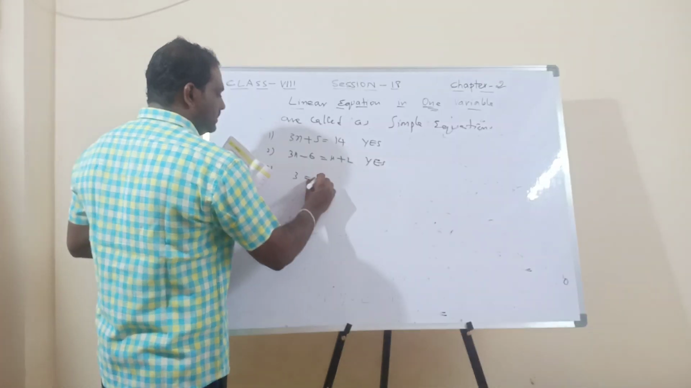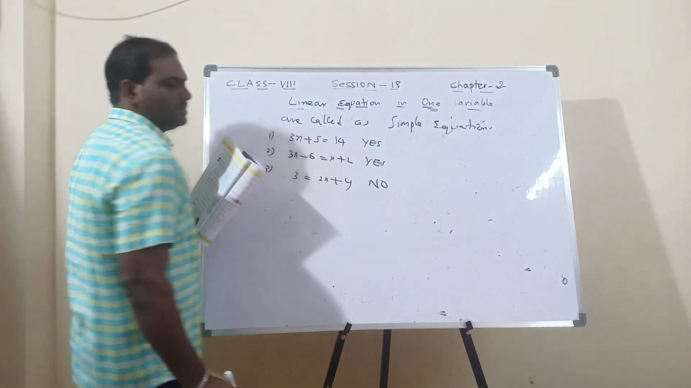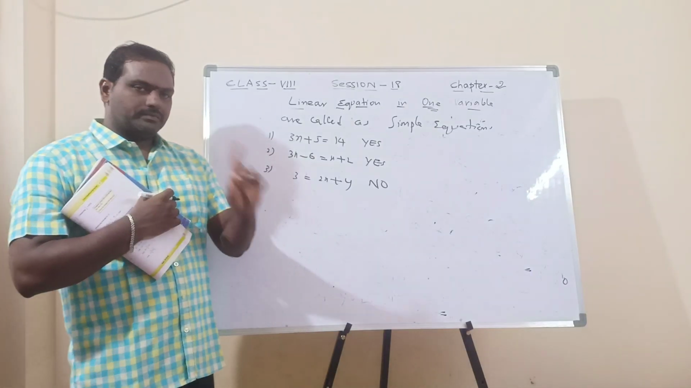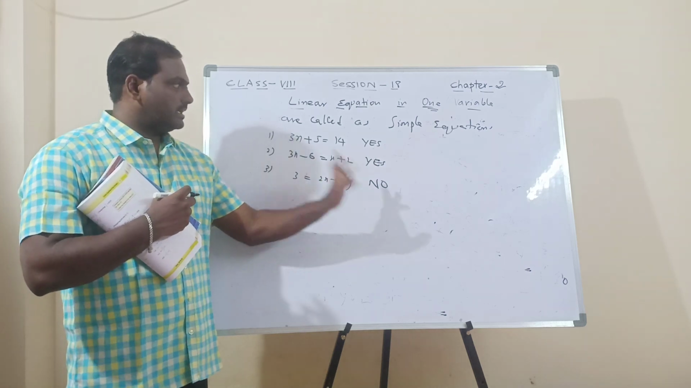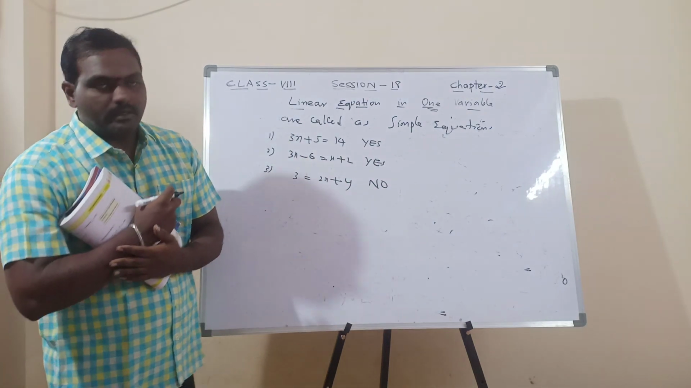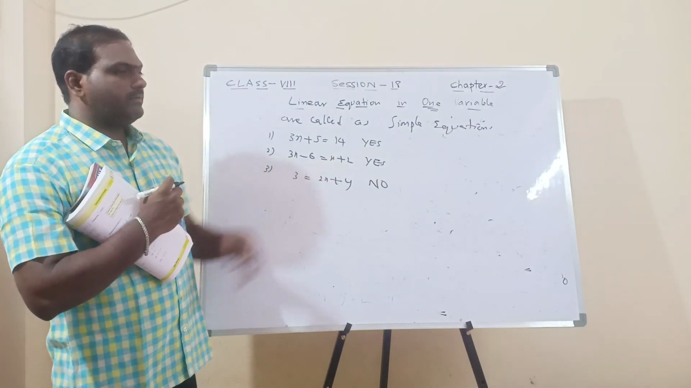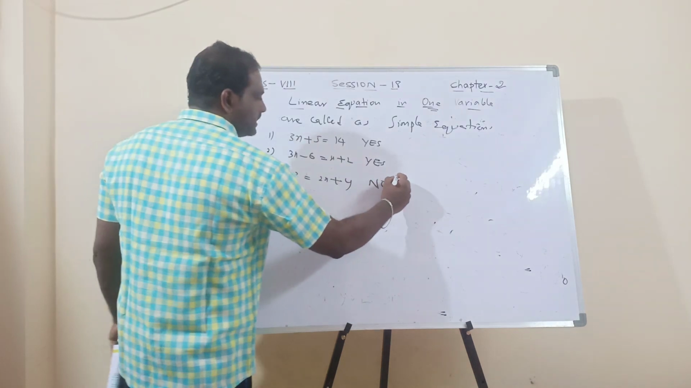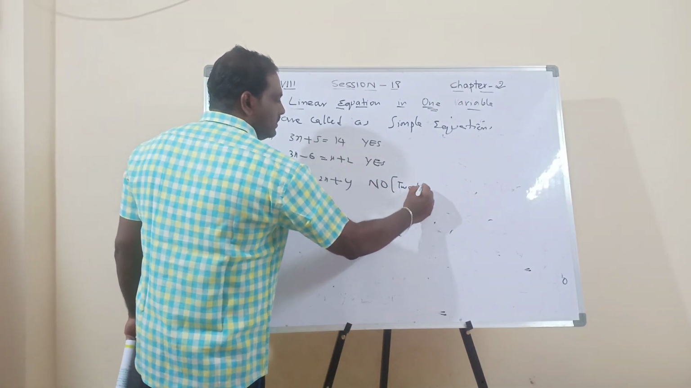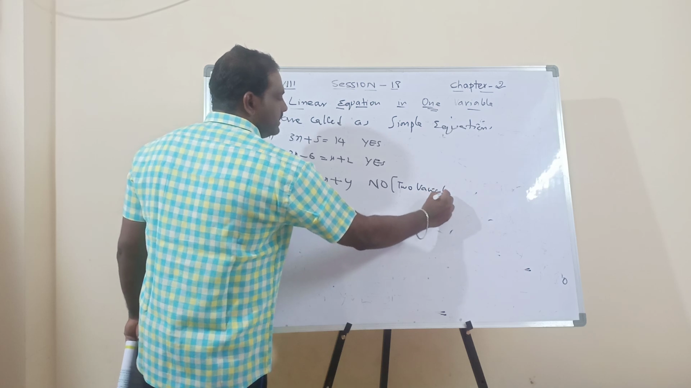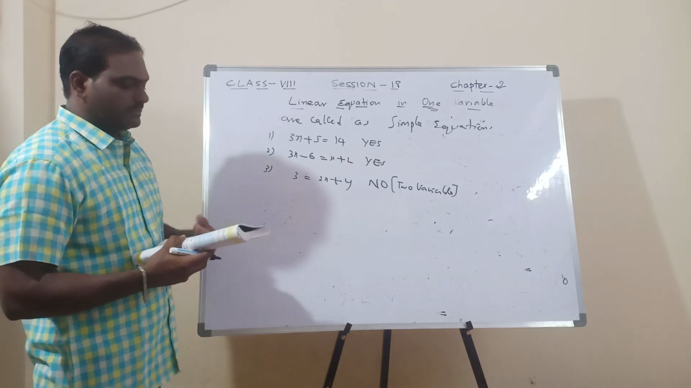3 is equal to 2x plus y. So no doubt, its answer is no. Of course its degree is 1: 2x power 1, y power 1. But it is not a simple equation. Why? The reason is it has two variables. So we have to write that, of course the degree is 1, but it has two variables. What are the variables? x and y. That's why it is not a simple equation.